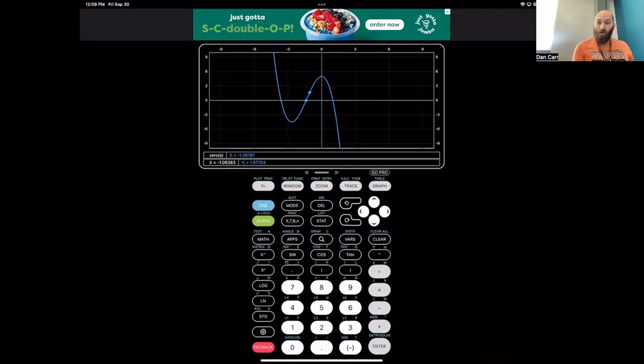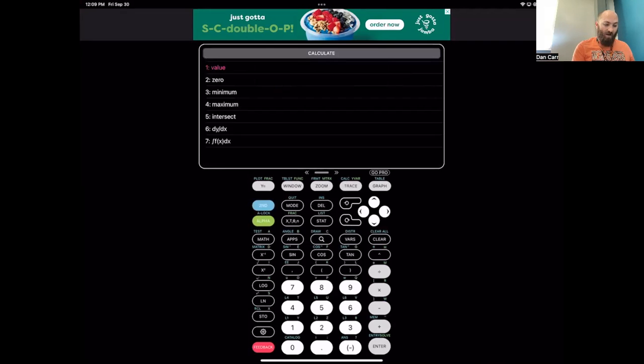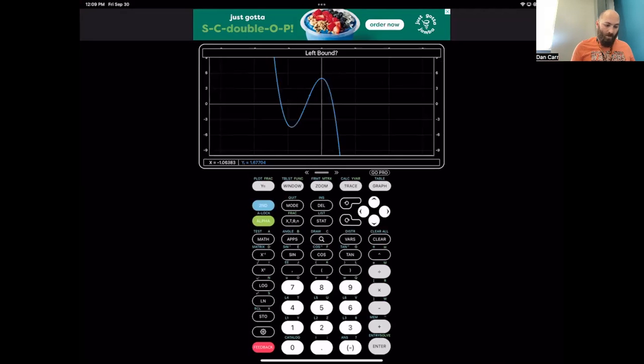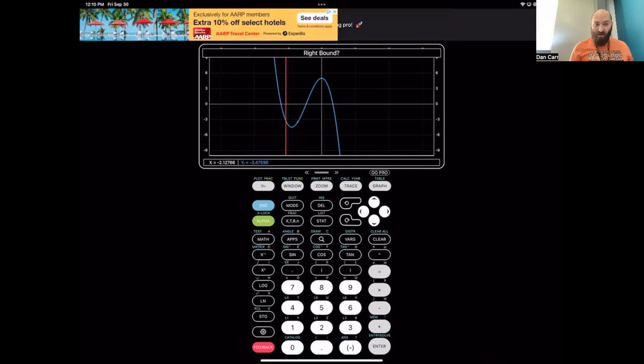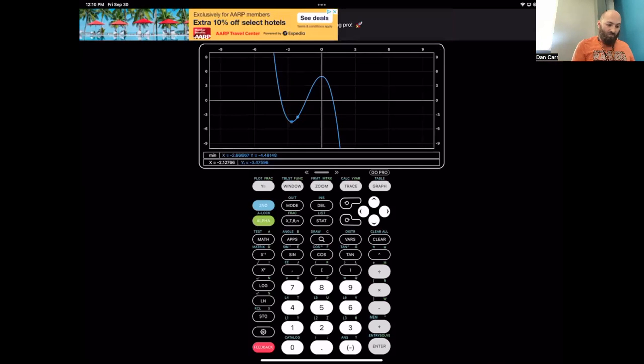So the other thing I want to do is if you hit second calc, you have minimum or maximums. I'm going to do both of them because if I go to minimum, the minimum is the one that's on the valley, the low dip. So if I go left bound of that, I keep hitting to the left until I can get anywhere to the left of that curve, hit enter, go to the right, make sure again I'm to the right of that curve there, hit enter, and there it tells me right there it's negative 2.6 repeated, and y is equal to negative 4.8148. Okay, so that's one of my turning points.